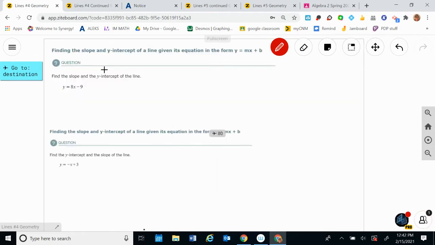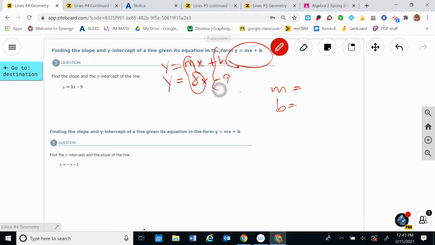All right. Now I have a couple of these. I put them on the same page because they're kind of easy. So it says finding the slope and y-intercept of a line, giving its equation. Okay, they're giving it to you right there in y equals mx plus b form. Look, y is equal to 8x minus 9. Well, what's the slope and what's the y-intercept? It's right there. Oh, you ready? mx plus b. The slope is 8. The b is -9. That's all they want you to do is pull it out of the formula.